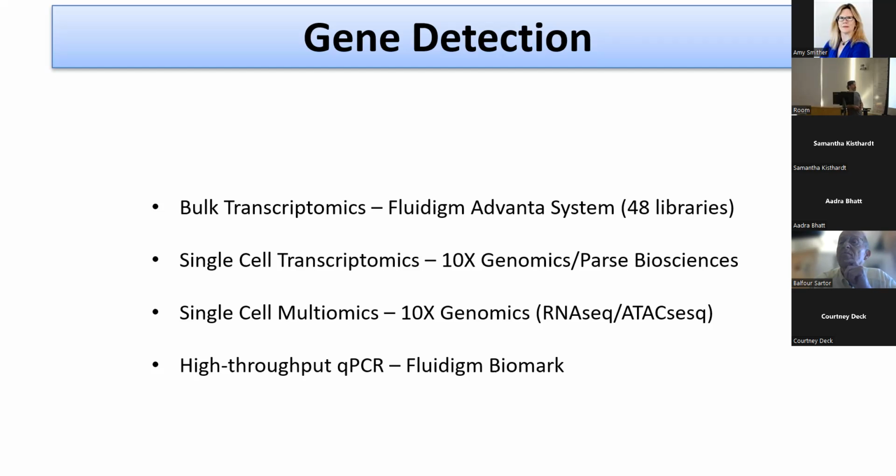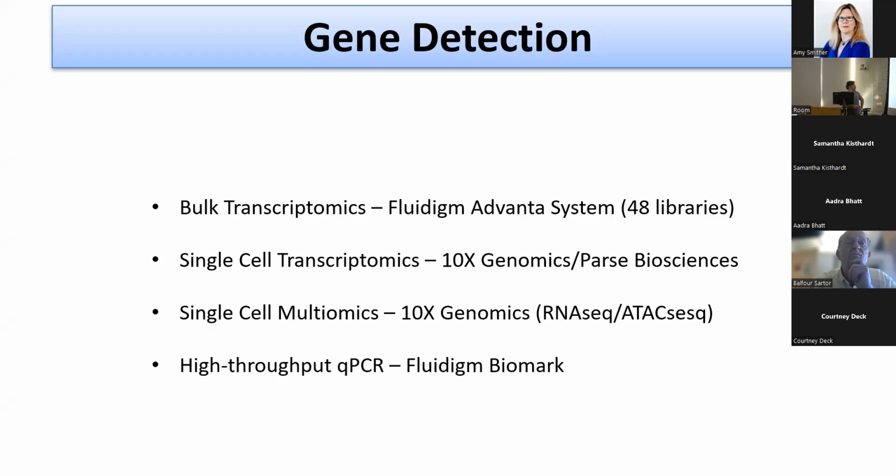Single cell multi-omics. This is a relatively new technology we've added to the core. It's again done through 10x Genomics, the company, and this allows you to do RNA-seq and ATAC-seq, or look at open chromatin regions in single cells at the same time. So this is a simultaneous multi-omics approach to look at open chromatin and associated gene expression patterns in single cells.